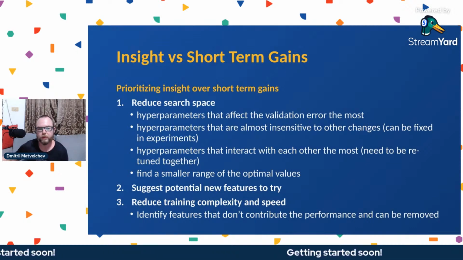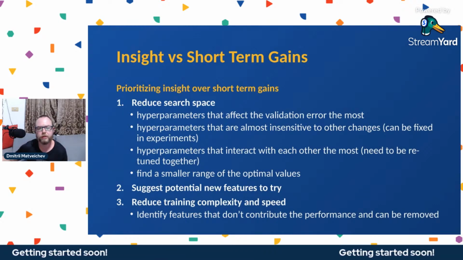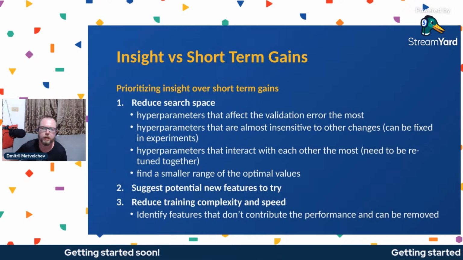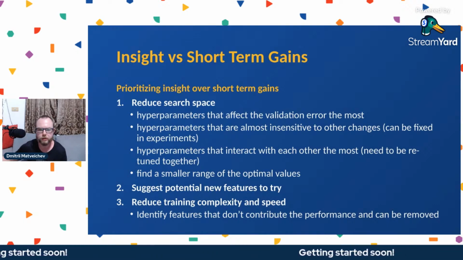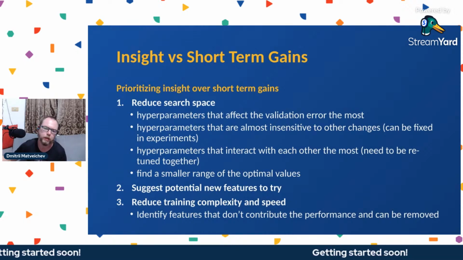And also, you may find some hyperparameters that interact with each other the most. And it means that whenever you tune one parameter, you also need to tune another to get good performance. Otherwise, you will try tuning one but not tuning the other, and it will not end up well for you. And all these 3 together will let you find a smaller range of more optimal values that will totally reduce the search space a lot.